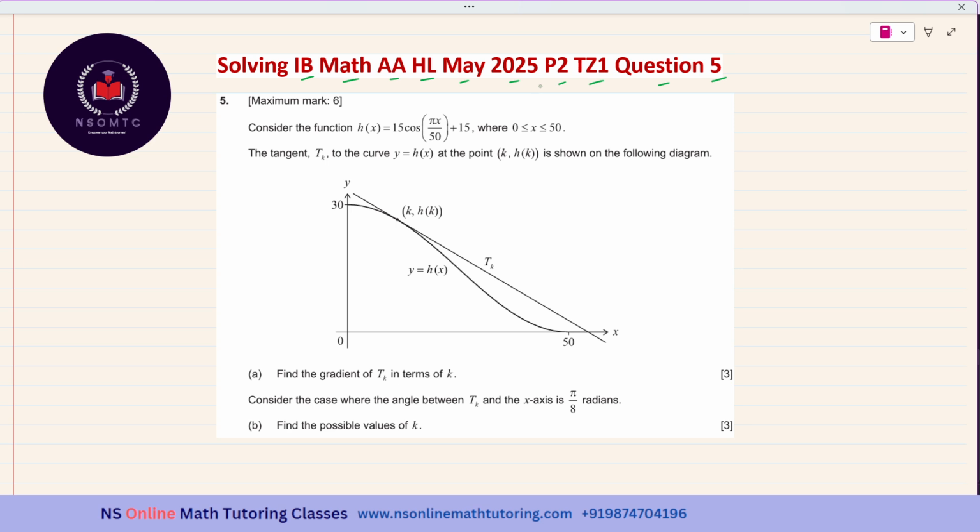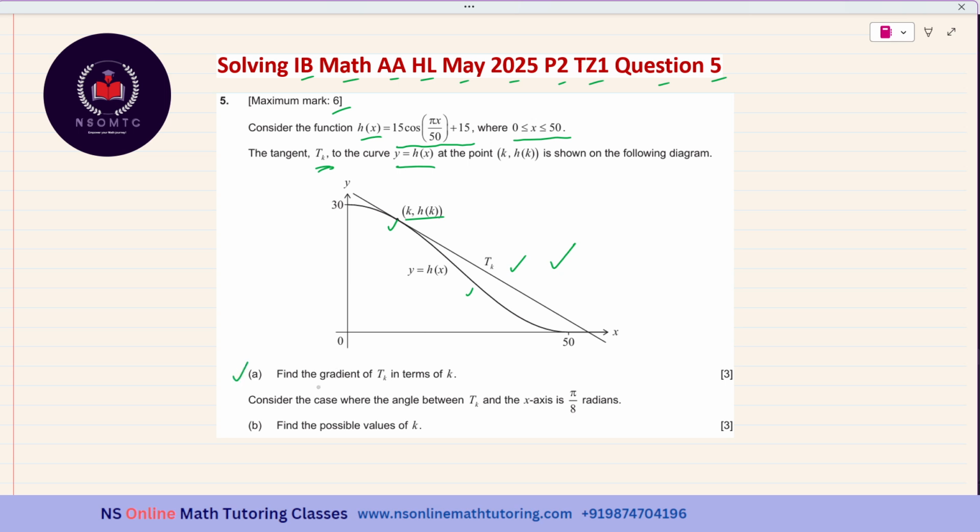So without any further delay, let us start to solve question number 5. The maximum mark is 6. Consider the function h of x equal to 15 cos pi x over 50 plus 15, where x is greater than or equal to 0 but less than or equal to 50. The tangent TK to the curve y equal to h of x, at the point k comma h of k, is shown on the following diagram.